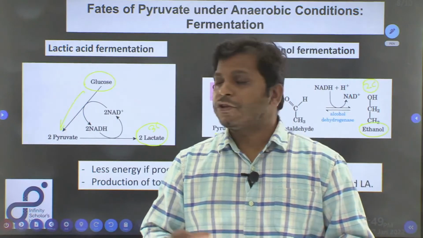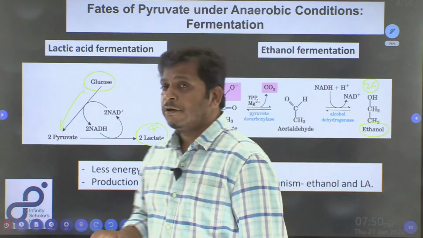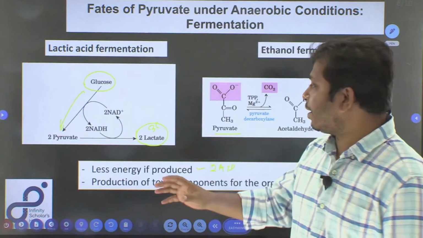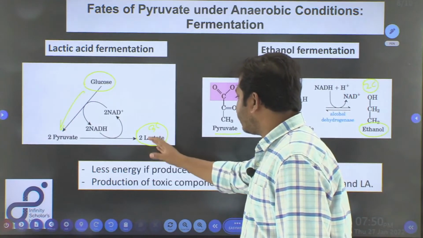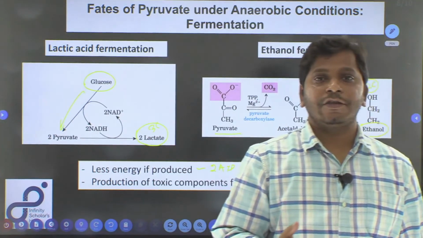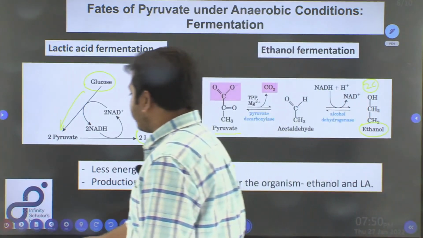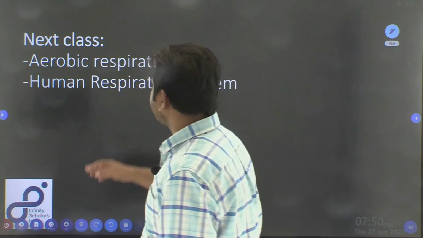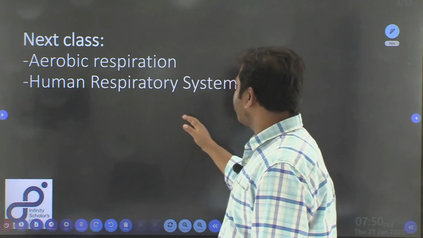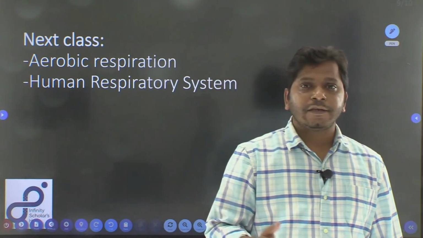So this is all about anaerobic respiration, in which the glucose molecule is catalyzed to produce either lactate or ethanol, and a very small amount of energy in the form of ATP is produced. In the next class we'll continue with the process of aerobic respiration, and also discuss the human respiratory system. Please go through this.